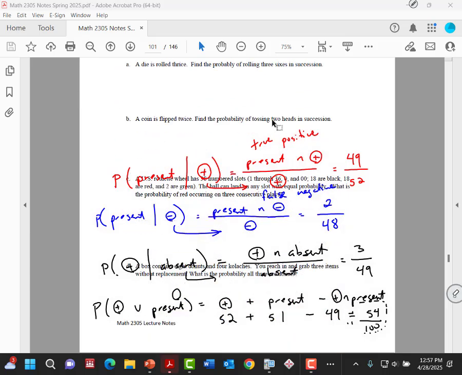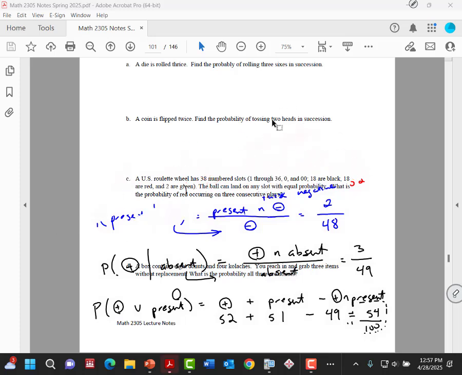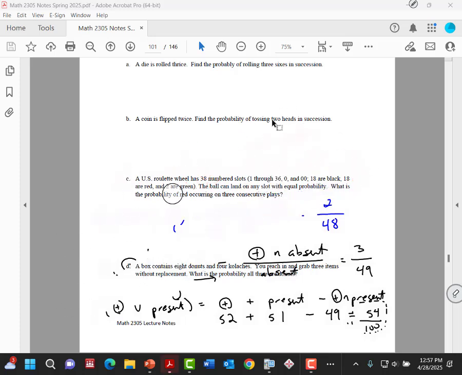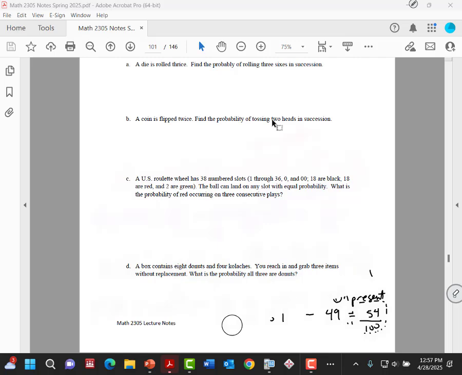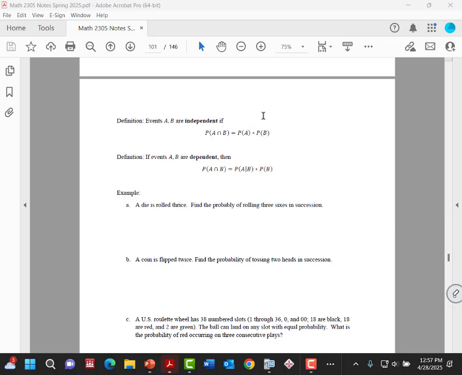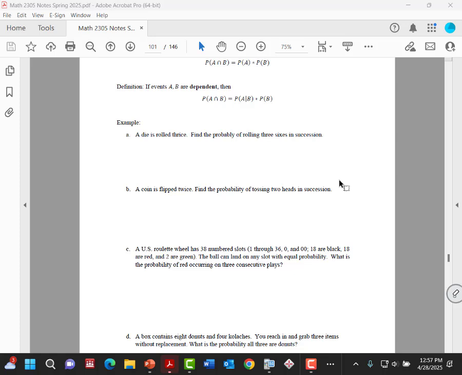Okay, let's move on, and we'll talk about independence, dependence. If events are independent, then the probability of A and B is the probability of A times the probability of B. If events are dependent, then the probability of A and B is the probability of A given B times the probability of B. So let's take a look at a couple of examples for this next one.